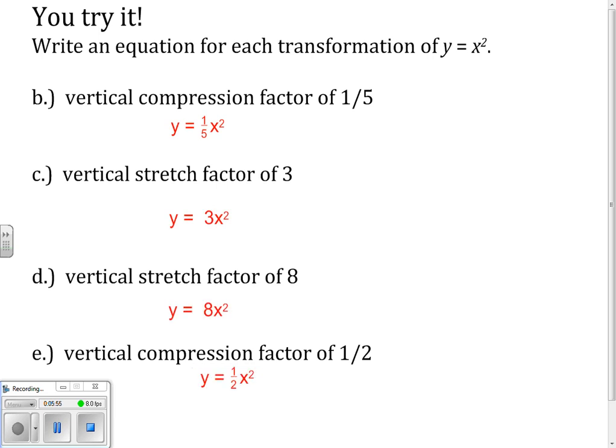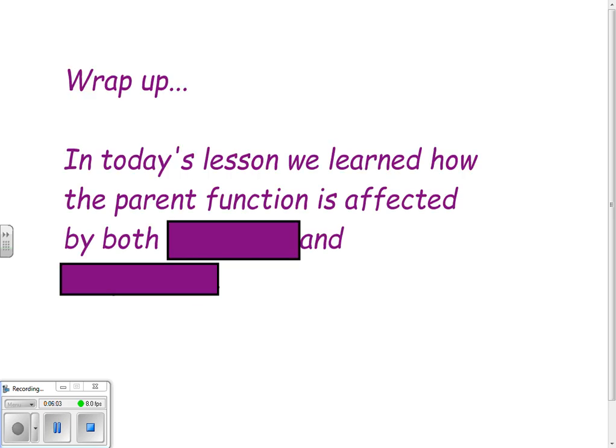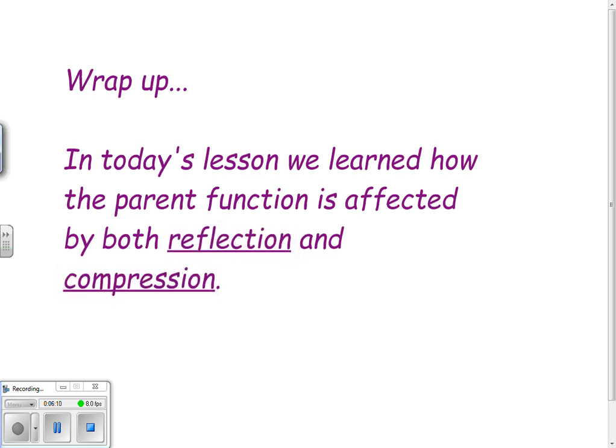In each of the you-try-its, do not forget to put the x squared part. These are all quadratics. They all need an x squared. In today's lesson, we learned how the parent function is affected by both reflections and stretches and compressions. You might want to make sure you're okay with the fact that stretches are part of that as well.